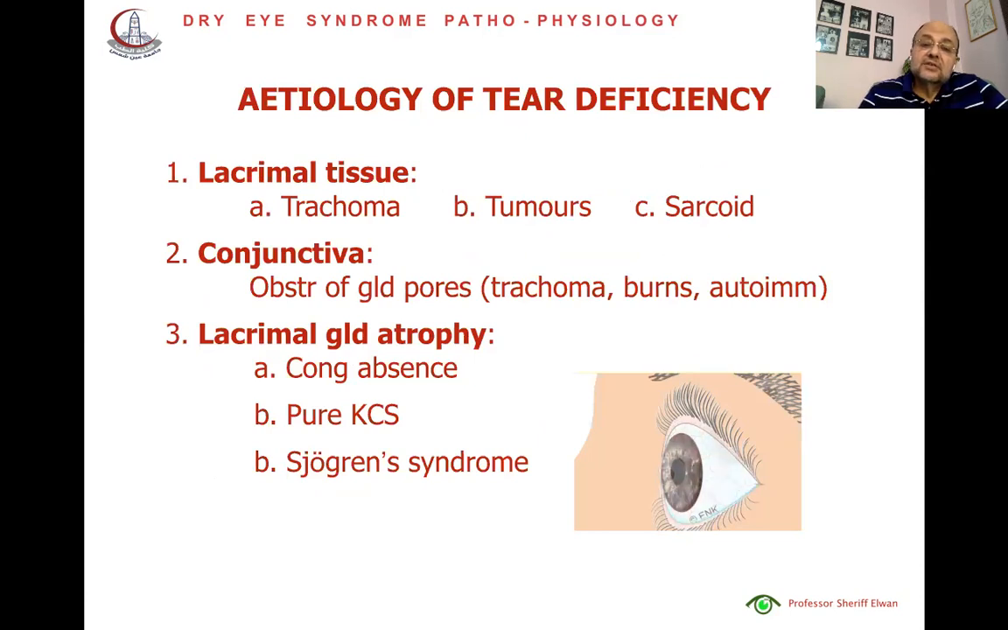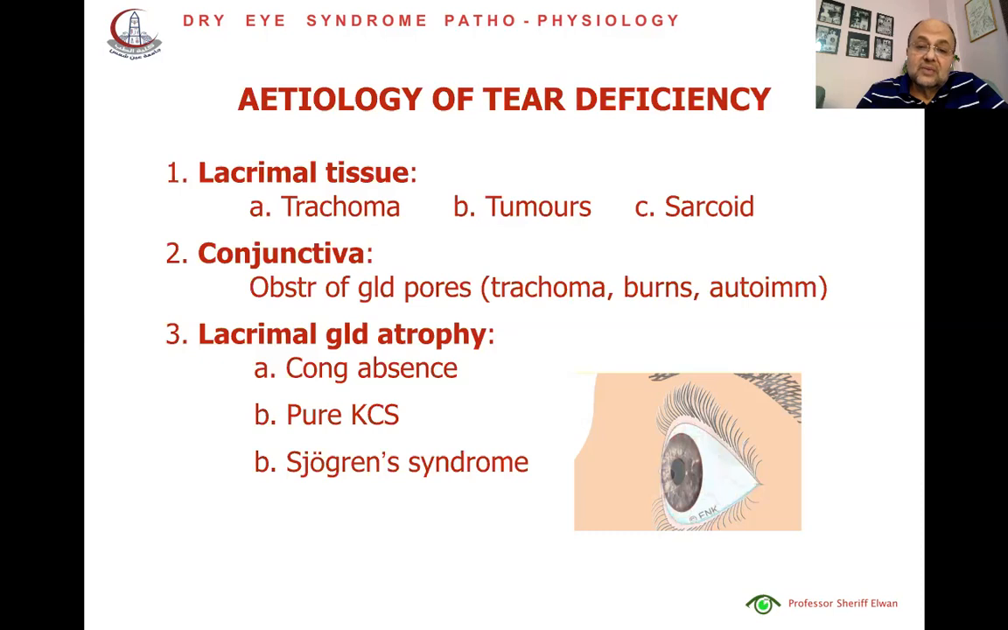Let's see how tear deficiency may occur. It may occur due to a disease in the lacrimal tissue itself, that is the main lacrimal gland. It may occur due to a disease in the conjunctiva, or due to lacrimal gland atrophy. The tissue of the conjunctiva and the lacrimal gland might be affected by diseases like trachoma, which is still common in our country, by the way, tumors, sarcoid, or other inflammatory immune-mediated reactions. The conjunctiva might undergo obstruction of the gland pores due to trachoma, burns, or autoimmune diseases.